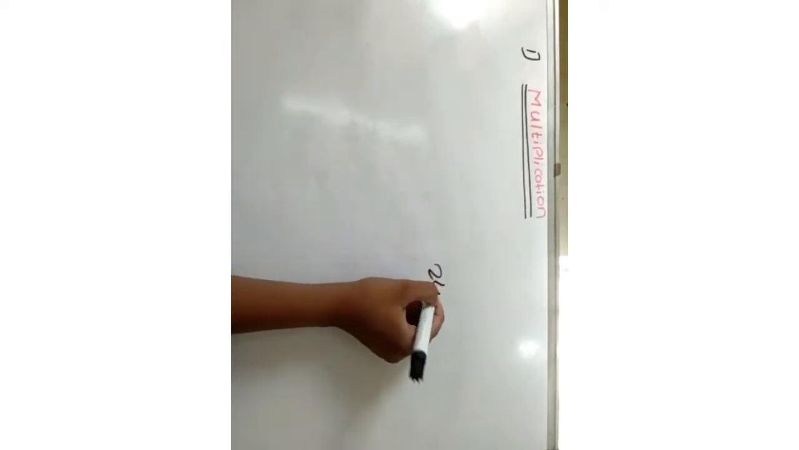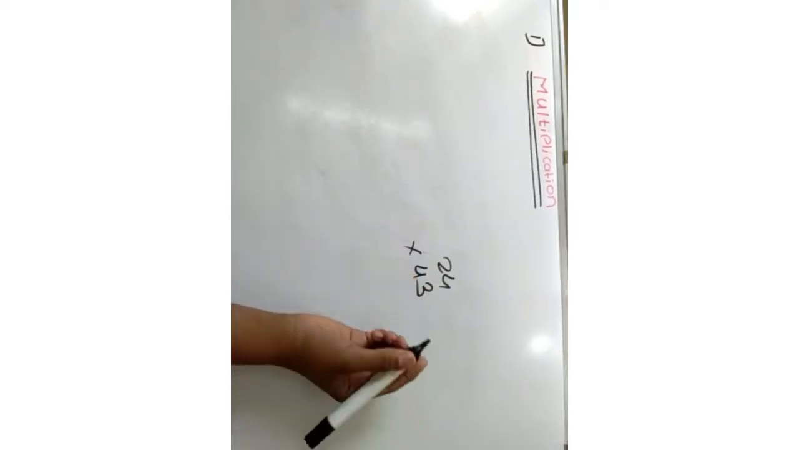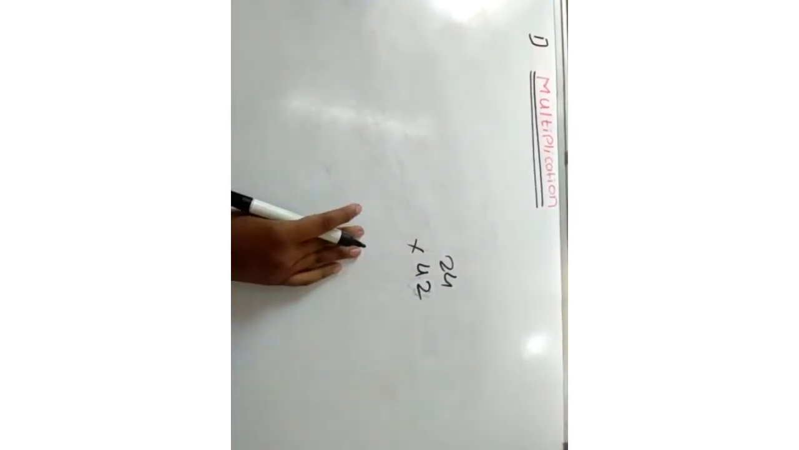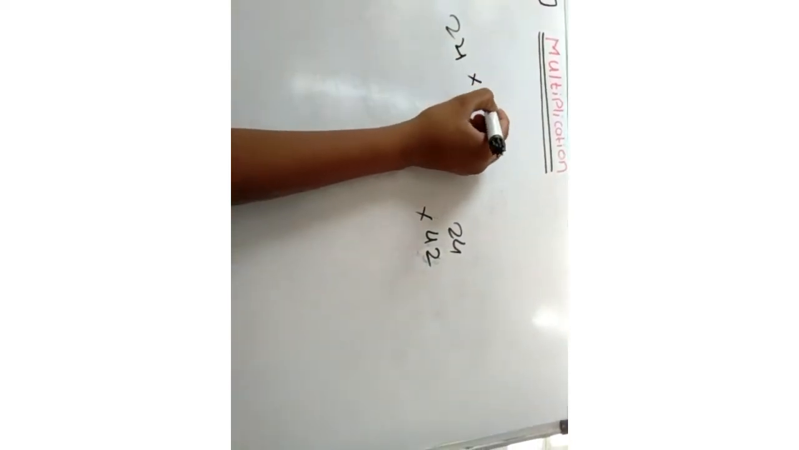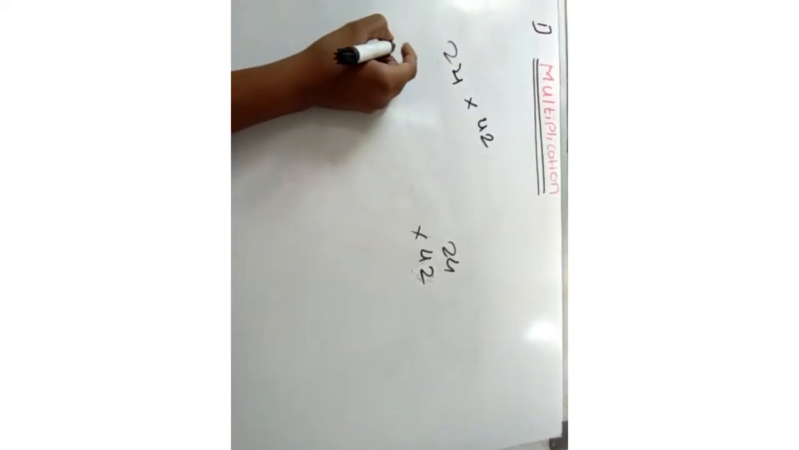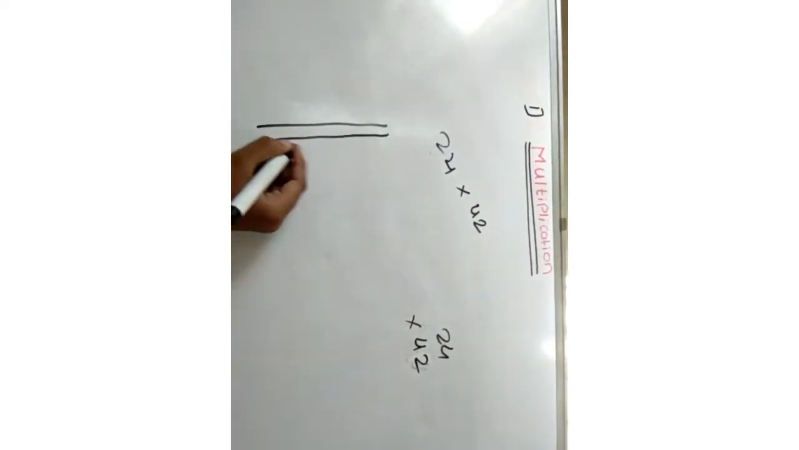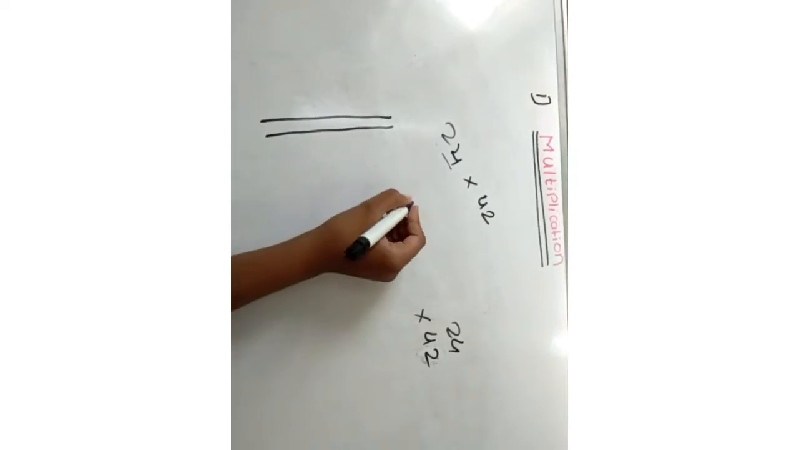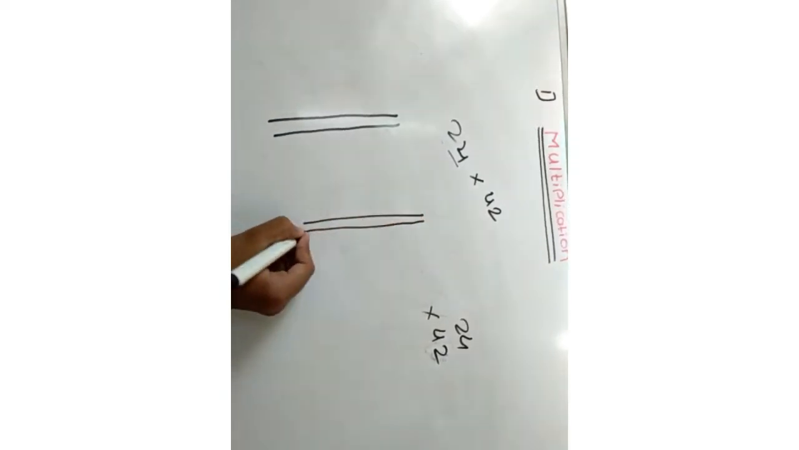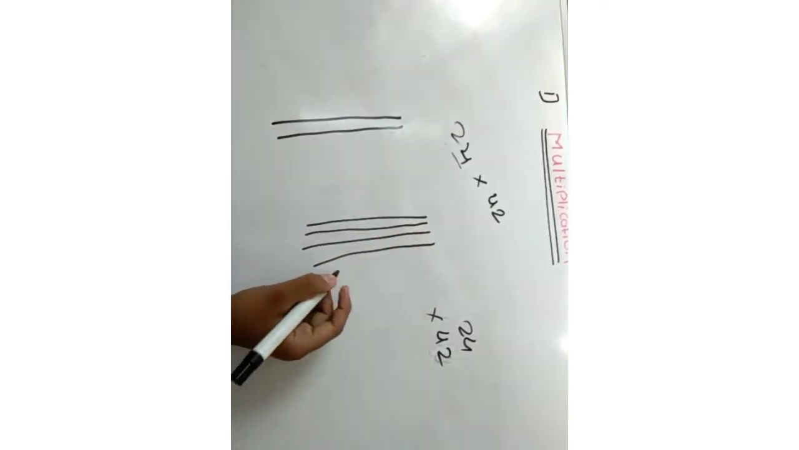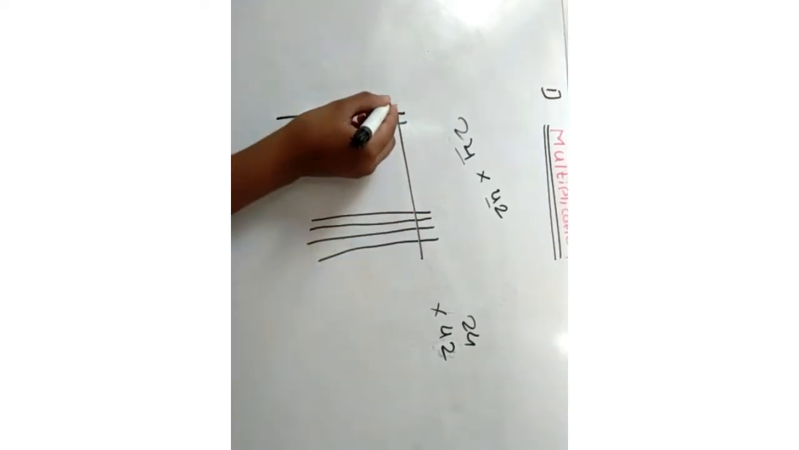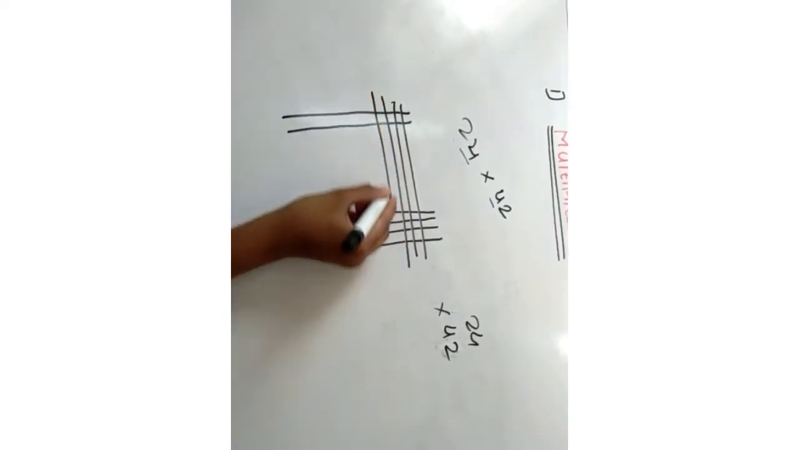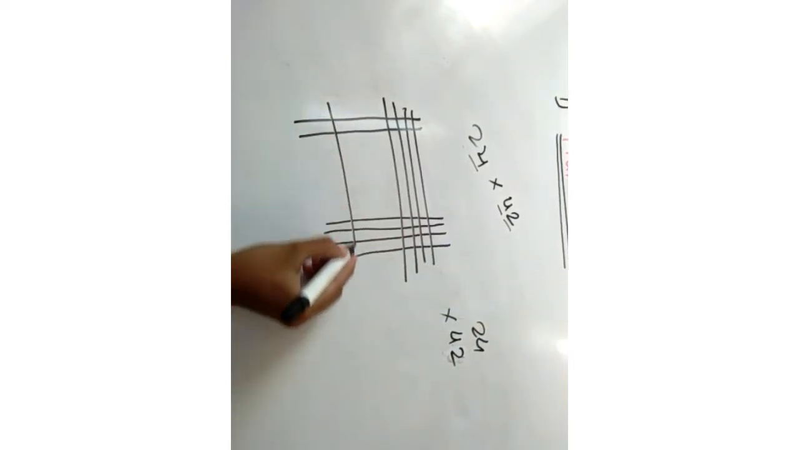Now we will go to a harder number. We will take 24 into 42. So the first number is 2, so draw 2 lines vertically, 1 2. The next number is 4, so keep some distance and draw 4 lines, 1 2 3 and 4. Now we have to draw the horizontal lines. The next number is 4, so 1 2 3 and 4, and the next number is 2, so 1 and 2.